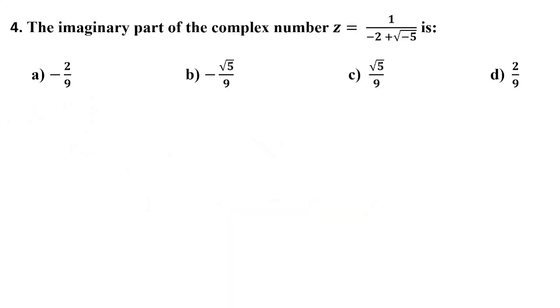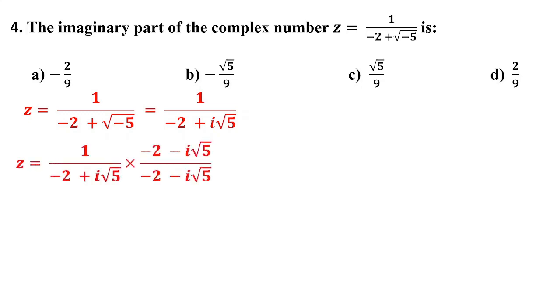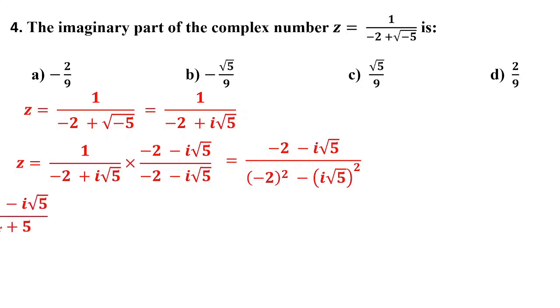Question number 4. You have to find the imaginary part of the complex number Z is equal to 1 upon minus 2 plus square root of minus 5. What is that? 1 by minus 2 plus square root of minus 5 is nothing but 1 by minus 2 plus i root 5. We have to multiply and divide by the conjugate. I am multiplying. Therefore, the numerator will become minus 2 minus i root 5. The denominator is a square plus b square, that is minus 2 the whole square minus of i root 5 the whole square. Then all of you know that it will become 4 plus 5.